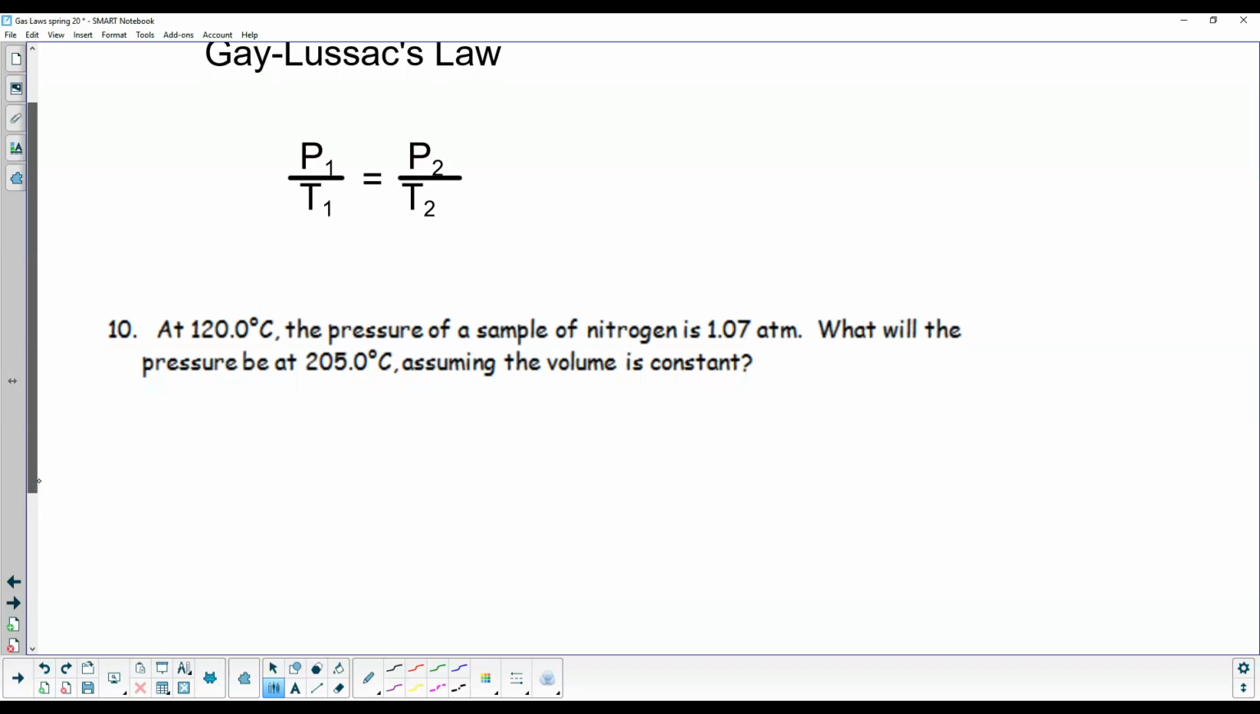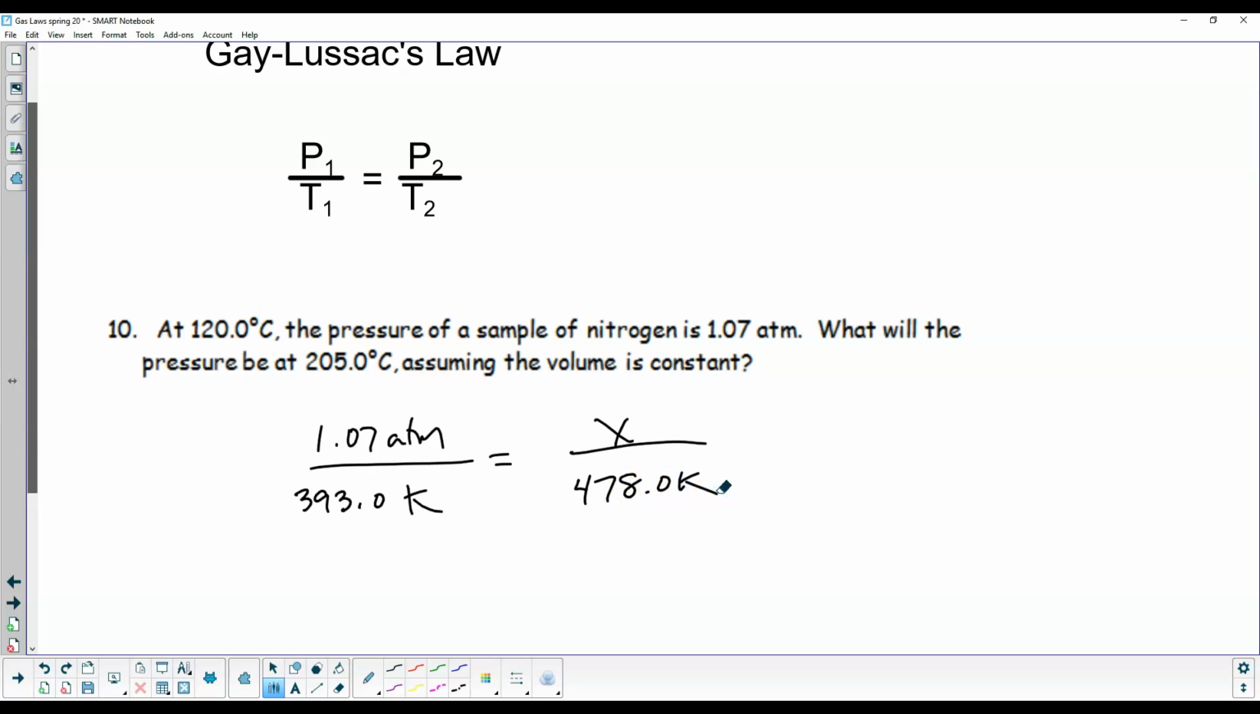Okay, so let's start with the initial pressure, 1.07 atmospheres. And we said it's 120 Celsius. So if I add 273 to that, that's going to be 393. And once again, since it goes to the tenth, we'll add it to the tenth, Kelvin. We want to know what the final pressure is, 205.0. Add 273, that should be 478.0 Kelvin.